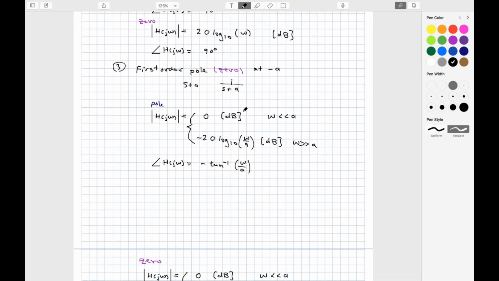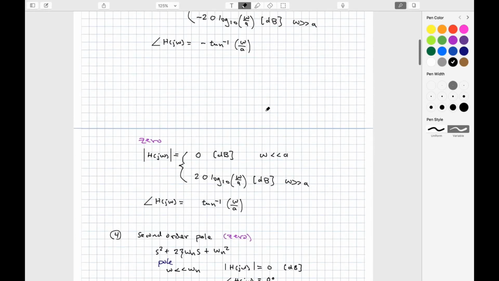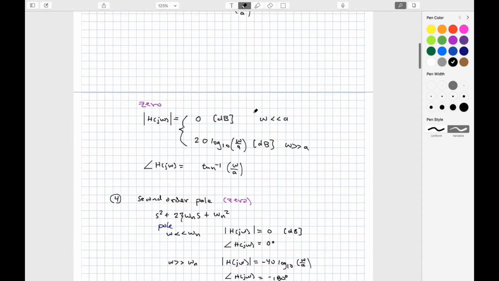For a pole, what happens is that we asymptotically approximate the behavior as having 0 dB up until a value of a, and at the value of a, the response in the magnitude domain goes down at negative 20 dB per decade. The angle of this is the inverse tangent, so it varies between 0 and negative 90 degrees. And the way that we model this is we say that it starts 1 decade before and ends 1 decade after the value of a. On the other hand, a 0 behaves in exactly the opposite way, and you can see the rules written here.